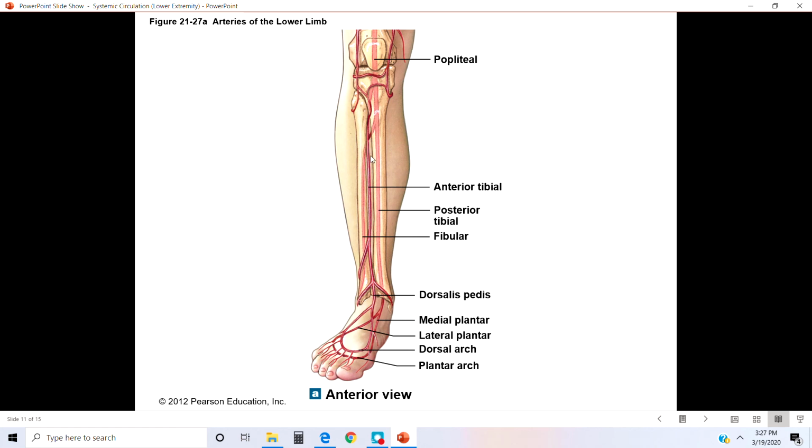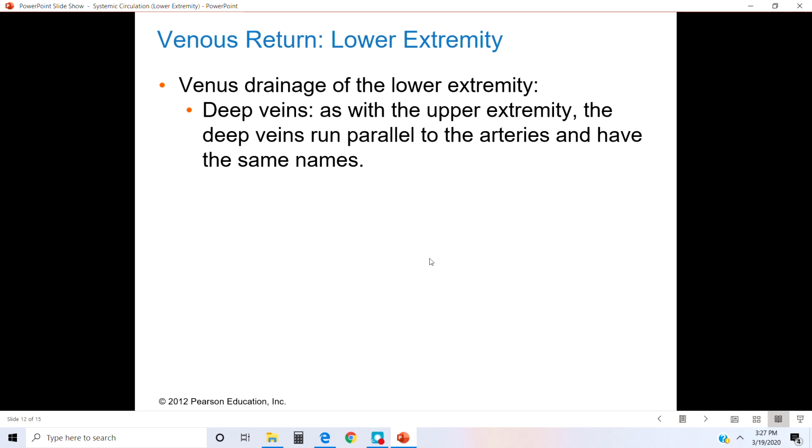Here's the anterior tibial artery coming down the front of the leg, and then if you follow it down here, this is where the dorsalis pedis artery goes over the dorsum of the foot and kind of over towards the big toe here. That's one of the pulses you can take on somebody if you just kind of touch the top of their foot. Right, you can feel the dorsalis pedis pulse. Okay, so that's the arteries.